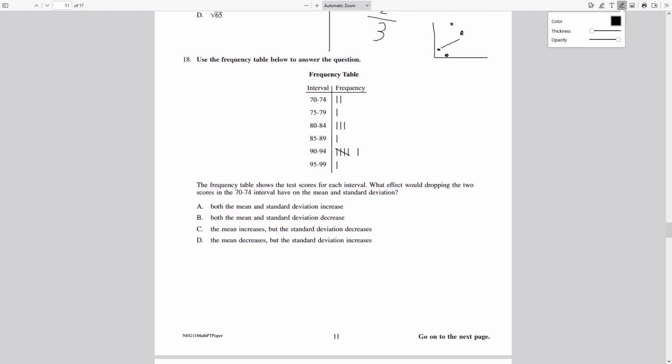Use the frequency table below to answer your question. The frequency table shows the test scores of each interval. I should have stopped at 10. What am I thinking? The frequency table shows the test scores for each interval. What effect would dropping the 2 scores in the 70 to 74 interval have on the mean and standard deviation?